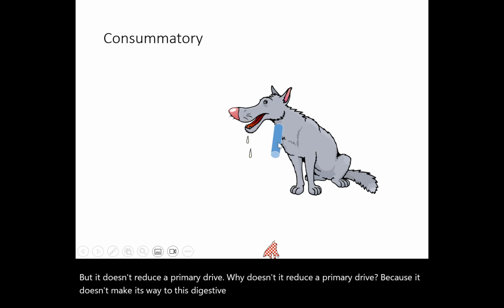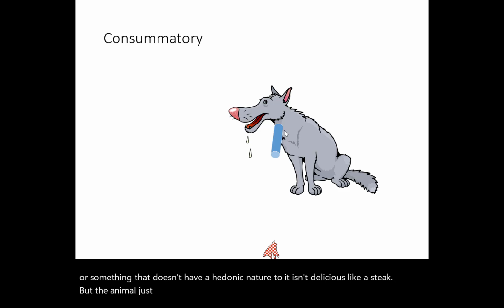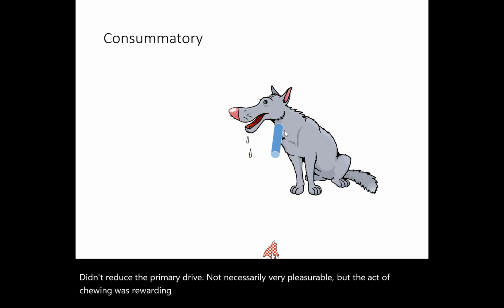You might also use some bland food or something that doesn't have a hedonic nature to it, isn't delicious, like a steak. But the animal just liked the chewing. It didn't reduce a primary drive. Not necessarily very pleasurable, but the act of chewing was rewarding enough to act as a reward to teach this animal, in this case, to speak.